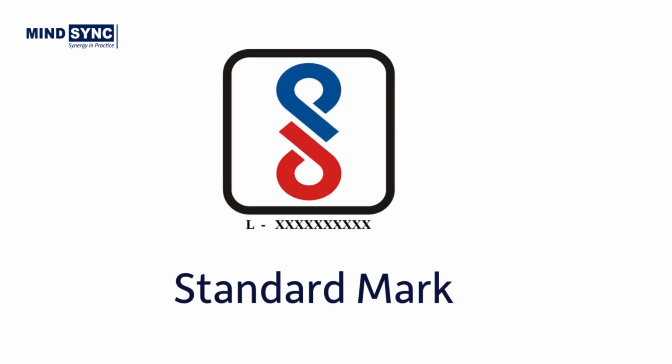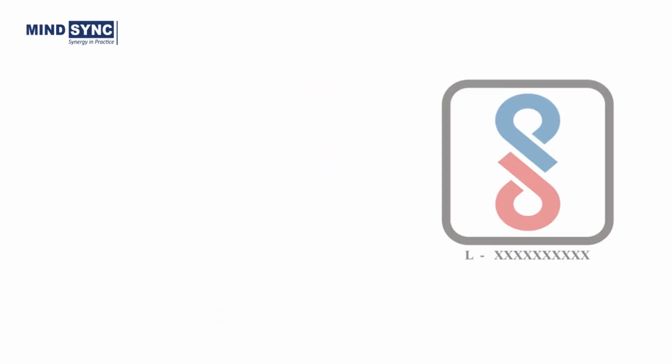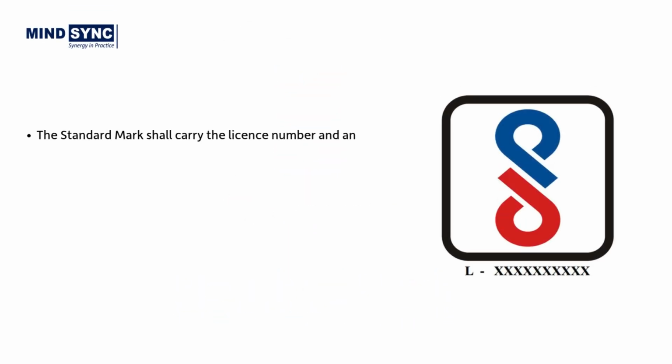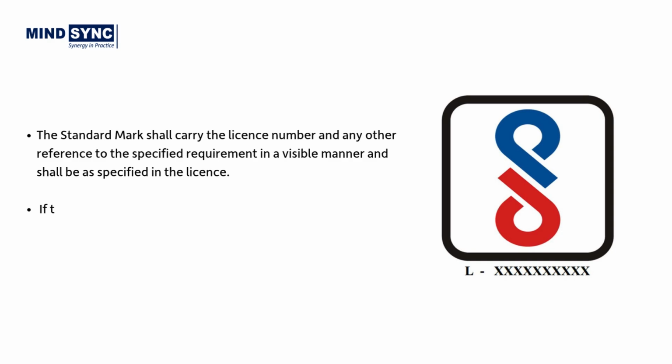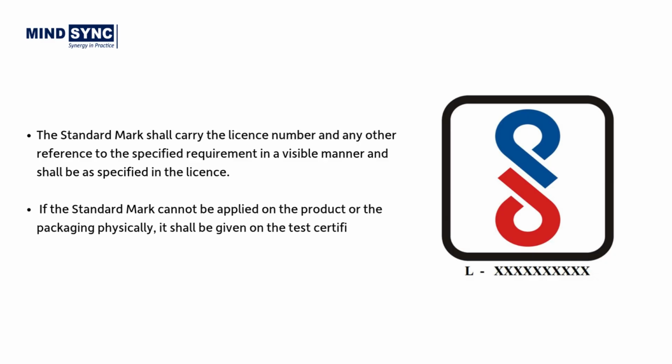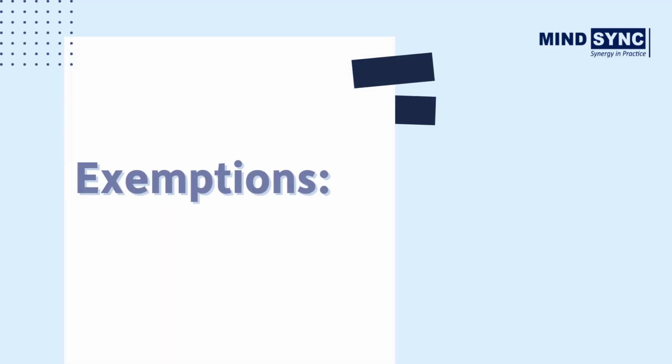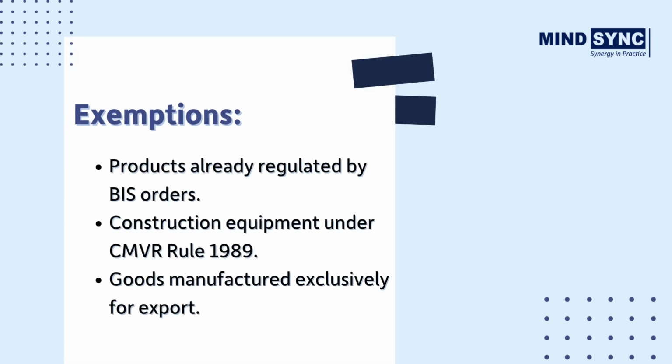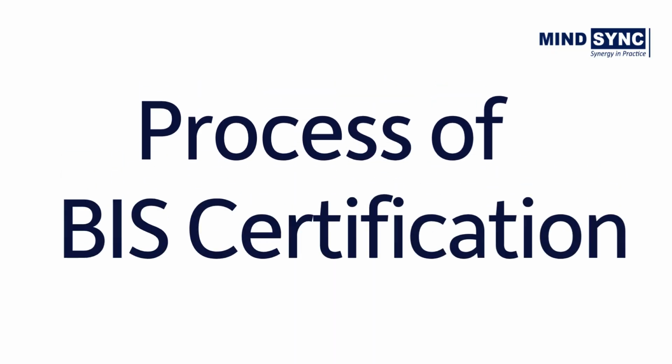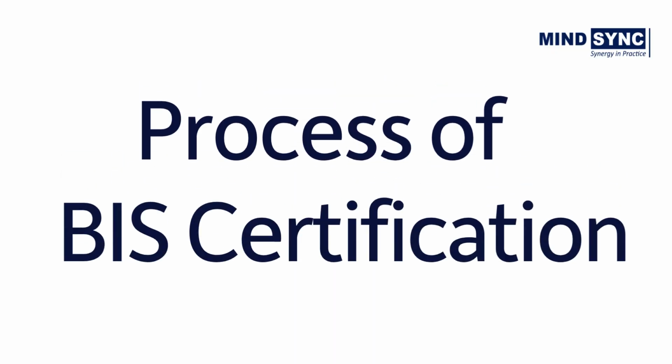This is the standard mark to be printed on the product, which shall carry the license number and any other reference to the specified requirement in a visible manner and shall be as specified in the license. If the standard mark cannot be applied on the product or the packaging physically, it shall be given on the test certificate. Now let's look at some exemptions. Exemptions: products already regulated by BIS orders, or construction equipment which are already under CMVR Rule 1989, or goods manufactured exclusively for export. Let's go through the process of obtaining a BIS license under this order.